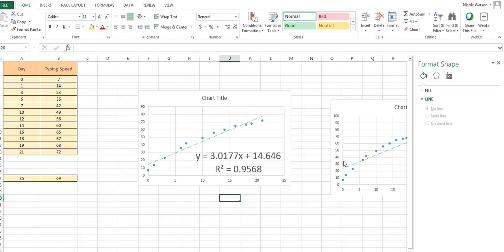And what the slope is telling me, remind yourself that the slope is the change in y over the change in x. Okay? So if I think about that, remember my day, I've got 3.02. And for every 1 day of increase, the speed of the typing goes up 3.02 words per minute. Because remember they said at the beginning that the speed is recorded in words per minute. So for every 1 day of increase, the speed goes up 3.02 words per minute.